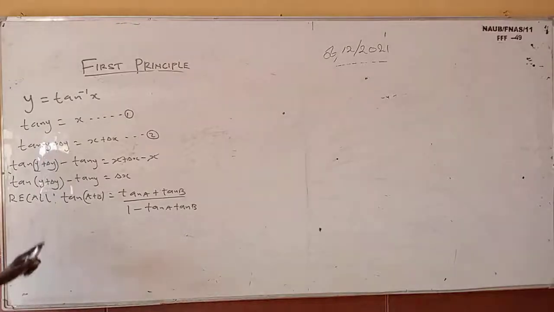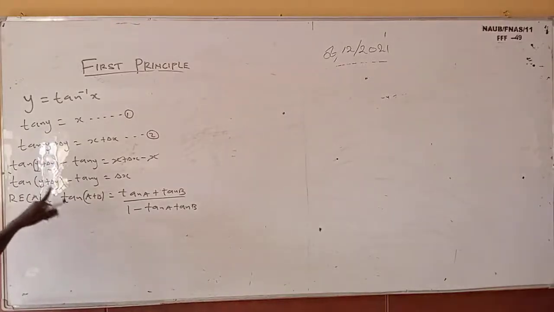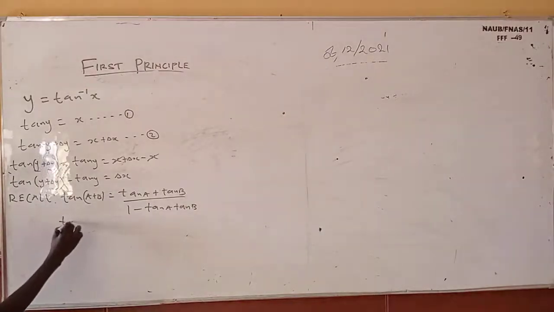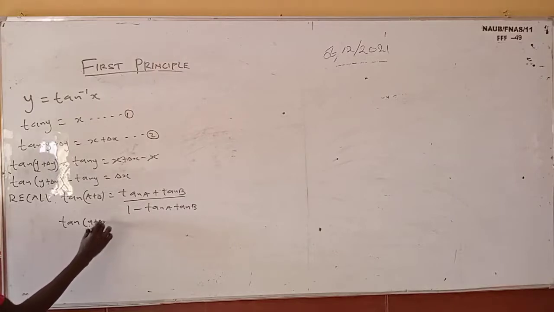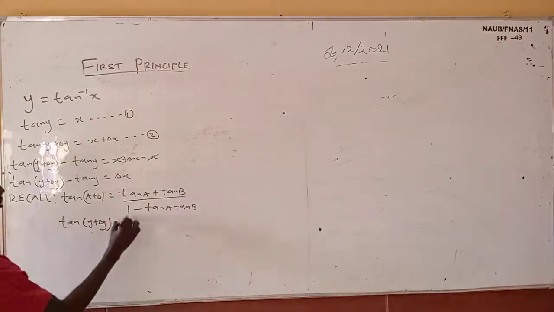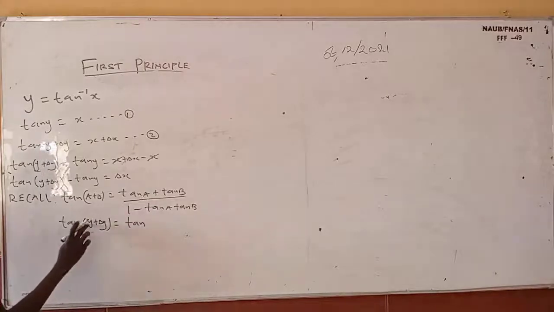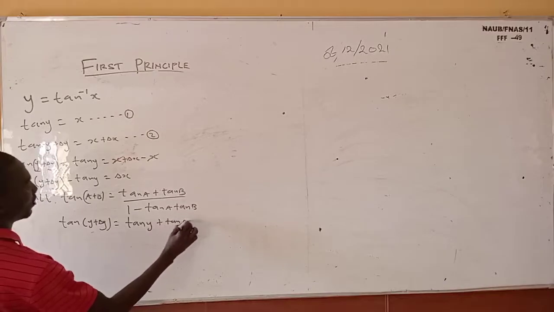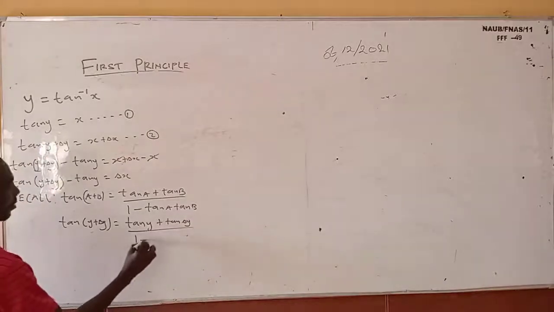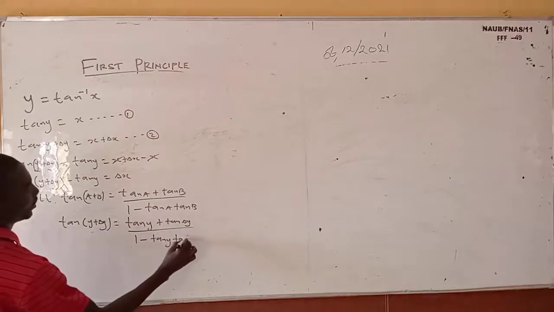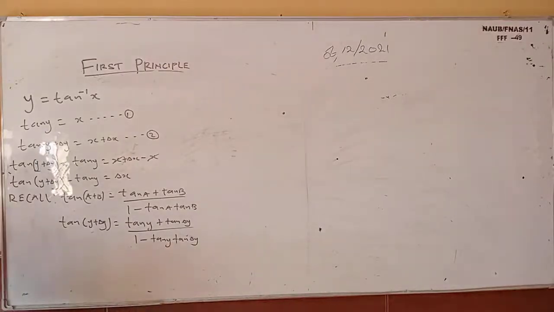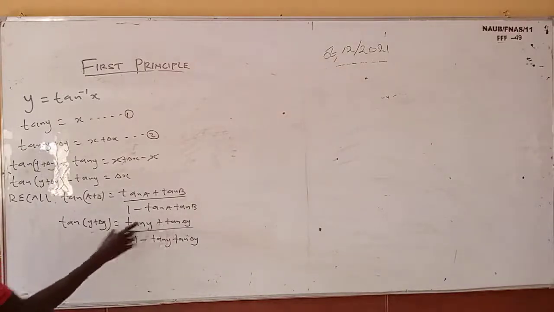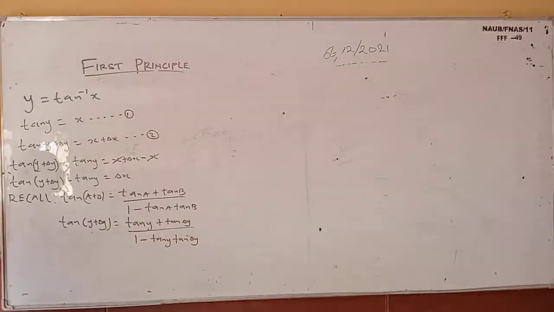So it means my y is equal to A and change in y is equal to B. So it means that tan of y plus change in y is equal to tan y plus tan change in y, not change in s, change in y, all over 1 minus tan y tan change in y. So do you get this? I'm going to replace this with this in this equation.